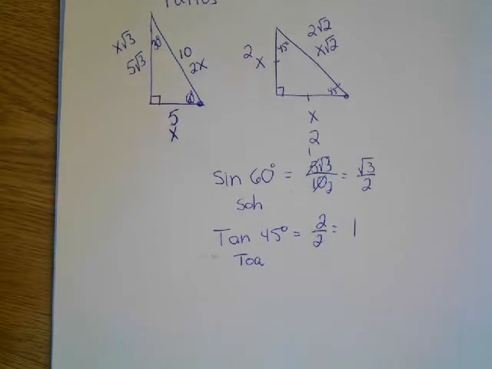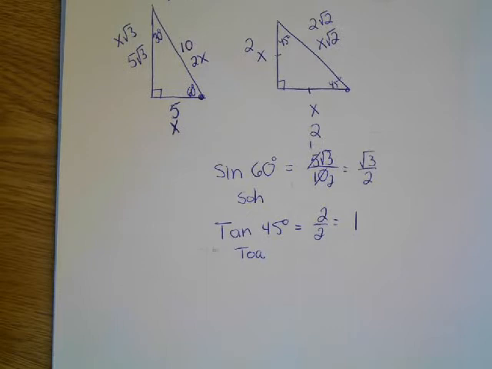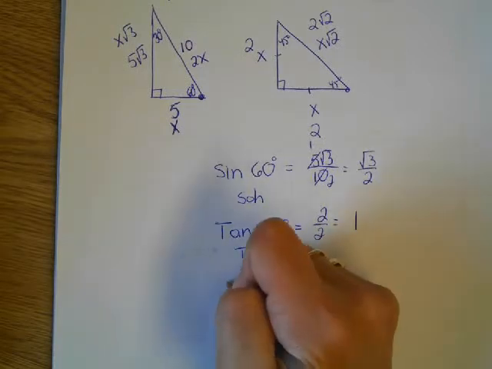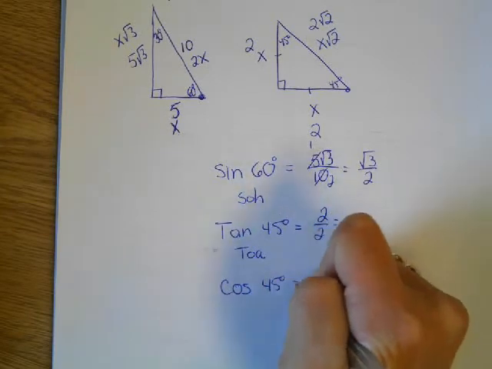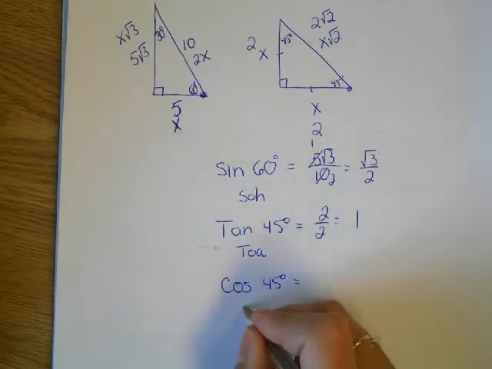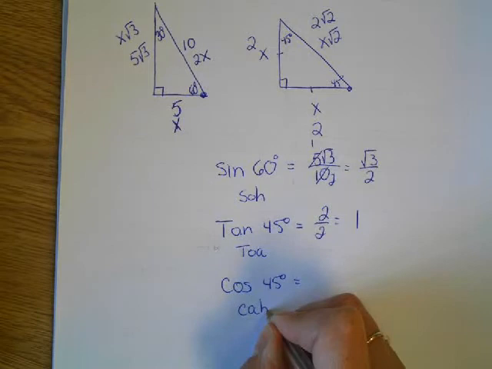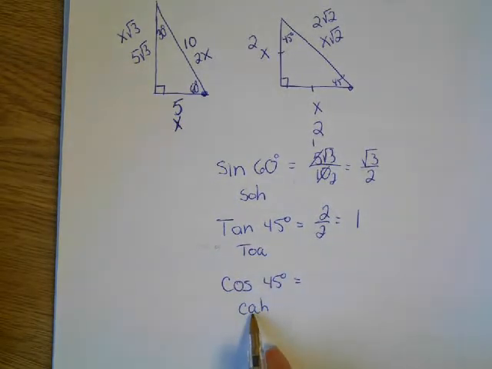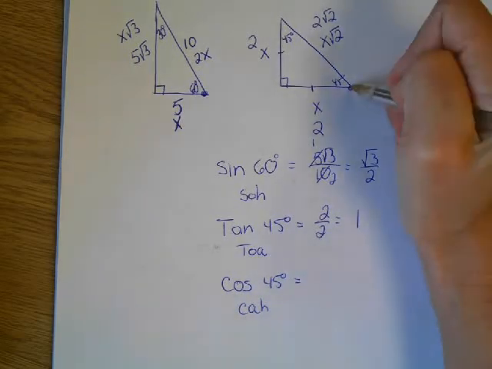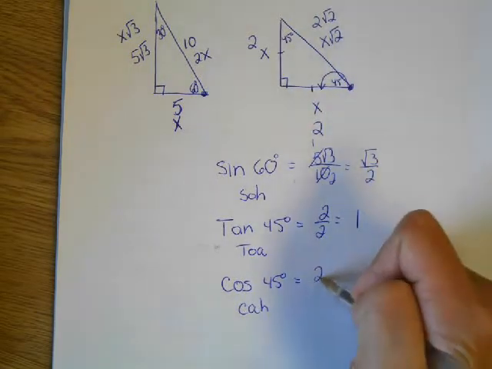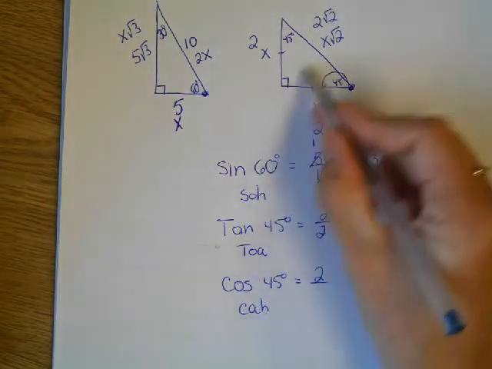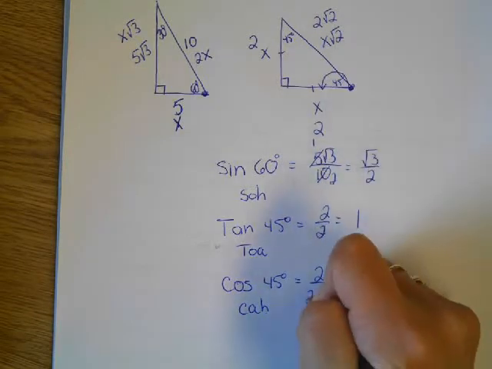And let me go with one more just to throw in something you may have forgotten about. Let's go the cosine of 45 degrees. Cosine, our mnemonic device is CAH. So I need adjacent leg and hypotenuse standing at the 45. So, adjacent is the one touching. That's the 2. And hypotenuse, across from the 90, is the 2 square root of 2.